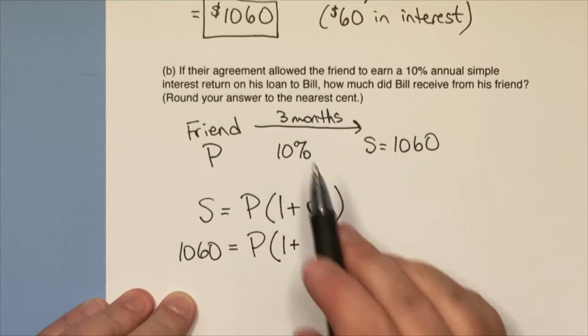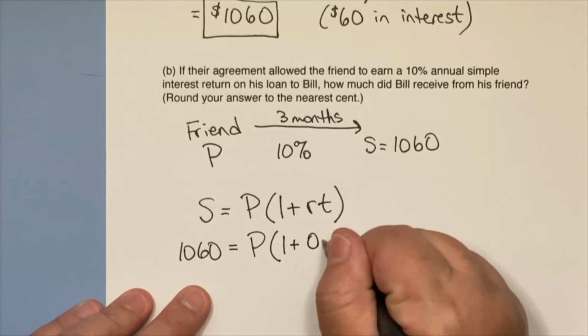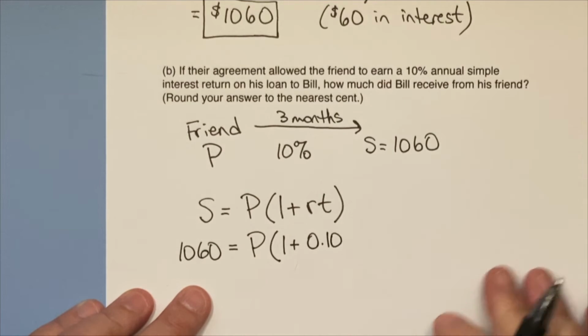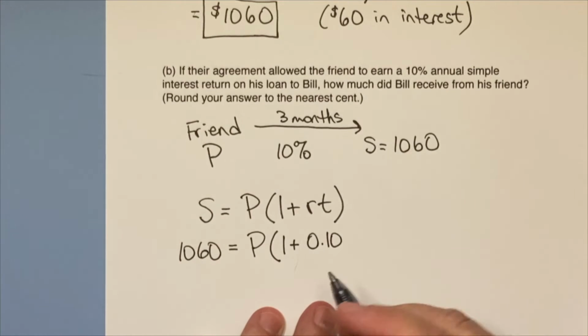Now the interest rate has gone up. The friend's like, make it worth my while. I want to earn 10%, not just 8%. And Bill is pretty desperate for this money. I don't know what he needs it for, but something came up and he needs the money. So he's like, fine, I will give you a 10% interest rate. And then, maybe reevaluate the friendship later on. We don't know why Bill needs the money, but his friend seems to be taking advantage of the situation.